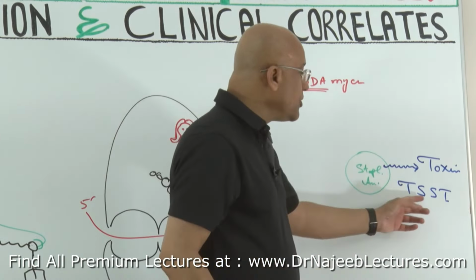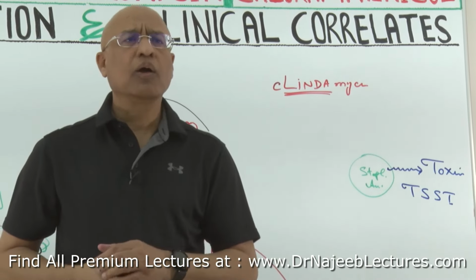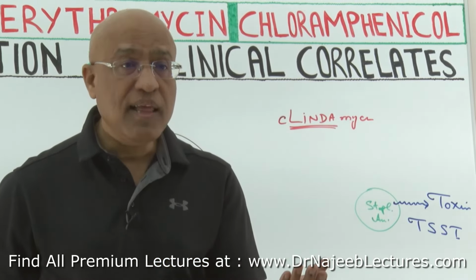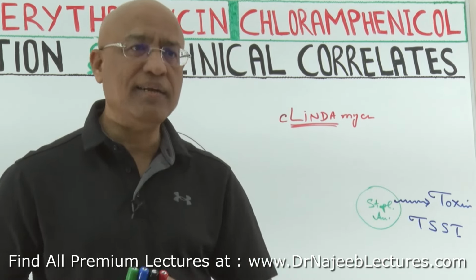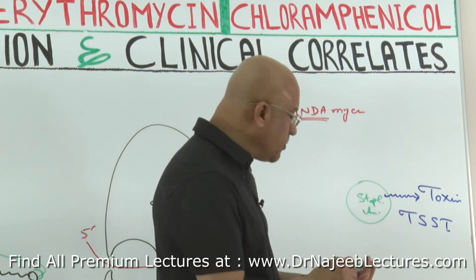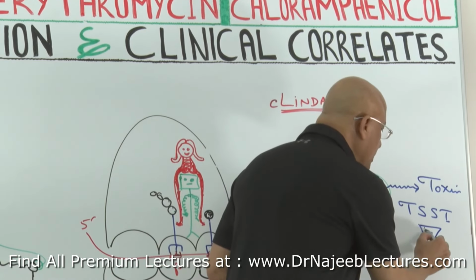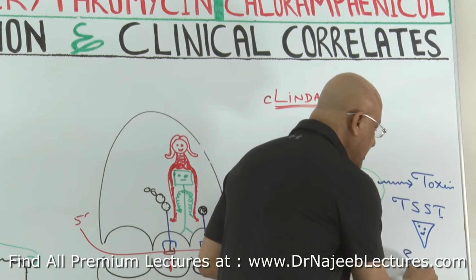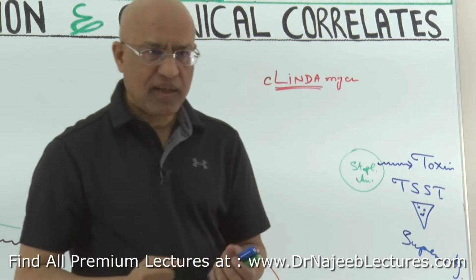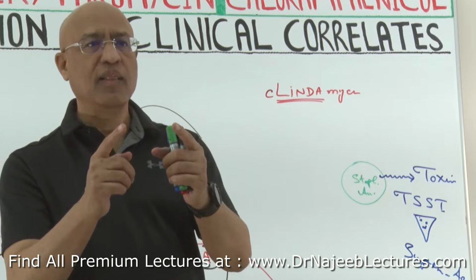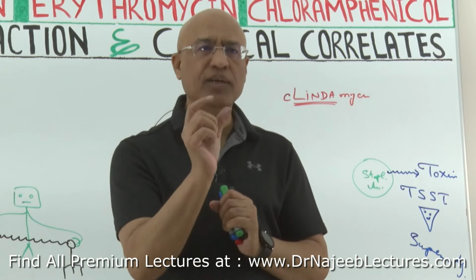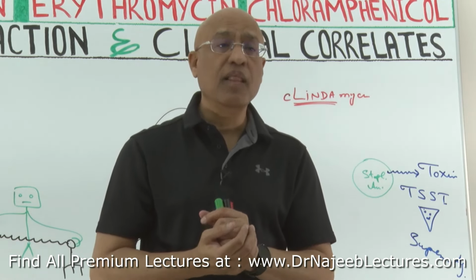Now, this toxic shock syndrome toxin is commonly produced by some strains of staphylococci and some strains of streptococci, and this toxin is basically a superantigen. A superantigen is an antigen produced by a bacteria. Here, in our example, toxic shock syndrome toxin is a superantigen. What is a superantigen? A superantigen is basically a type of antigen which can activate our immune system massively.